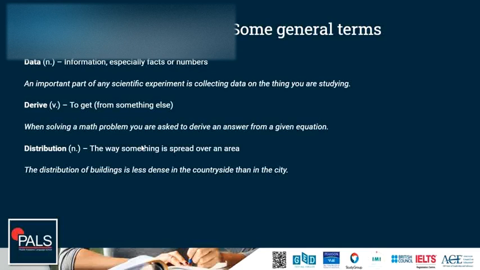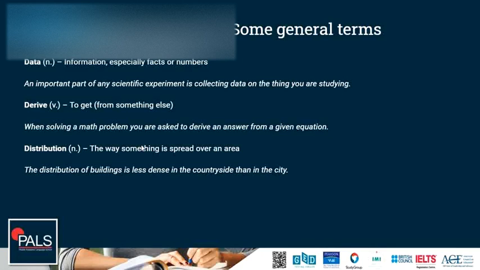Some more important terms, this one definitely very important for our science exam: data. Data is information, especially facts or numbers, that usually has been collected by a scientist, and the data is then used to represent the results of an experiment, for example. An important part of any scientific experiment is collecting data on the thing you are studying.